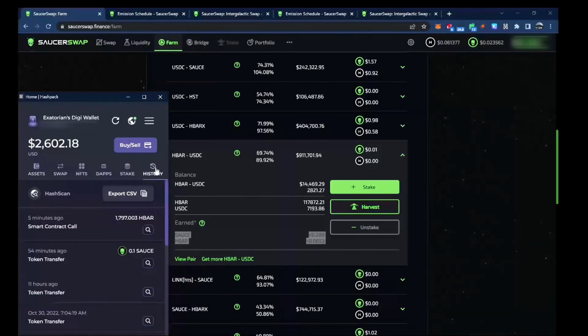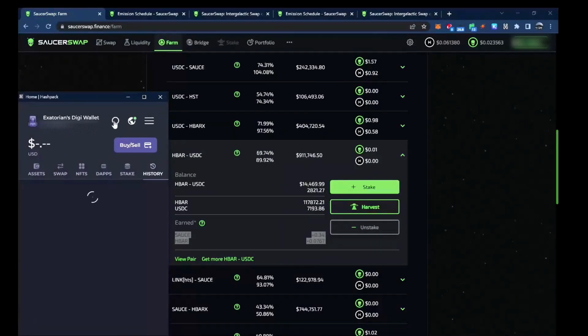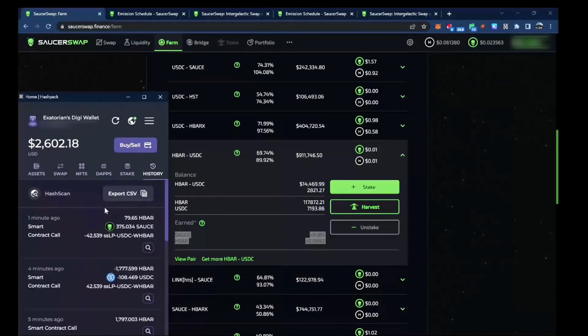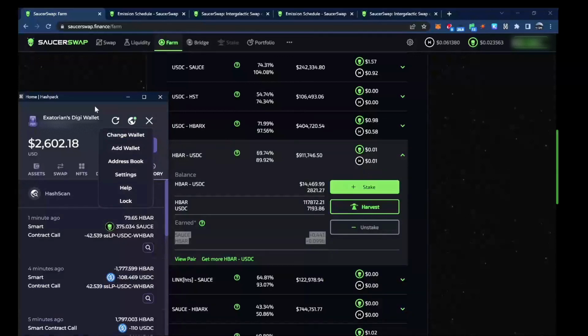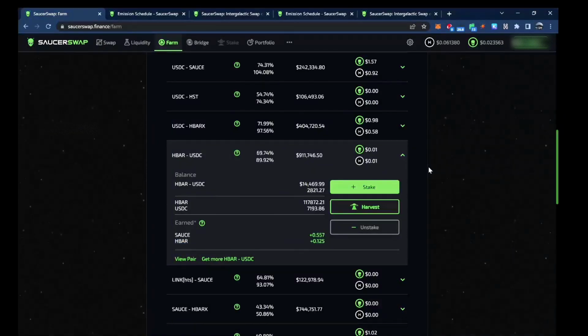If we go to history, here you will see that's me putting it in. It's going to load the rest. There it is. That's the smart contract that was called when I deposited the LP tokens. But anyway, that was just a very quick demonstration on how to deposit liquidity into a liquidity pool on SaucerSwap.